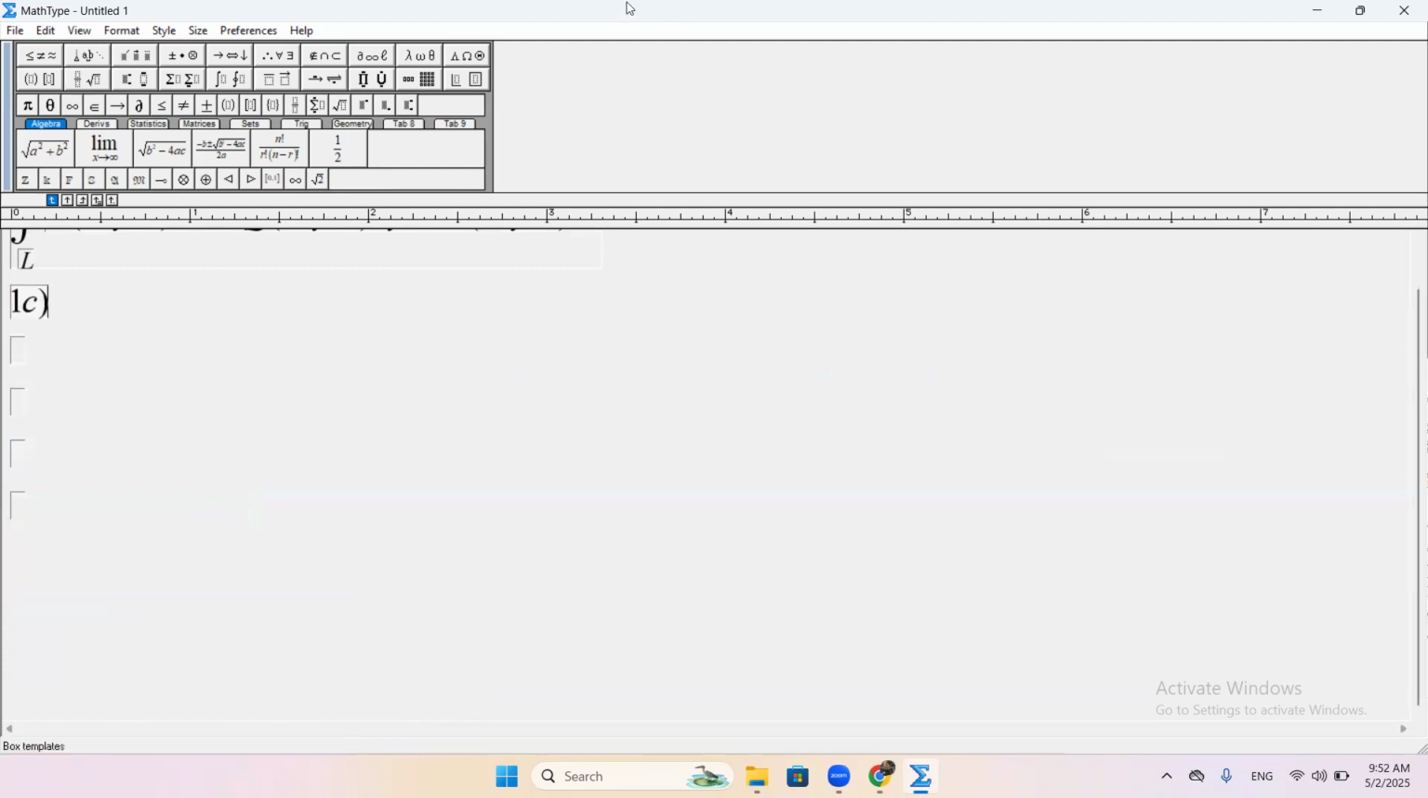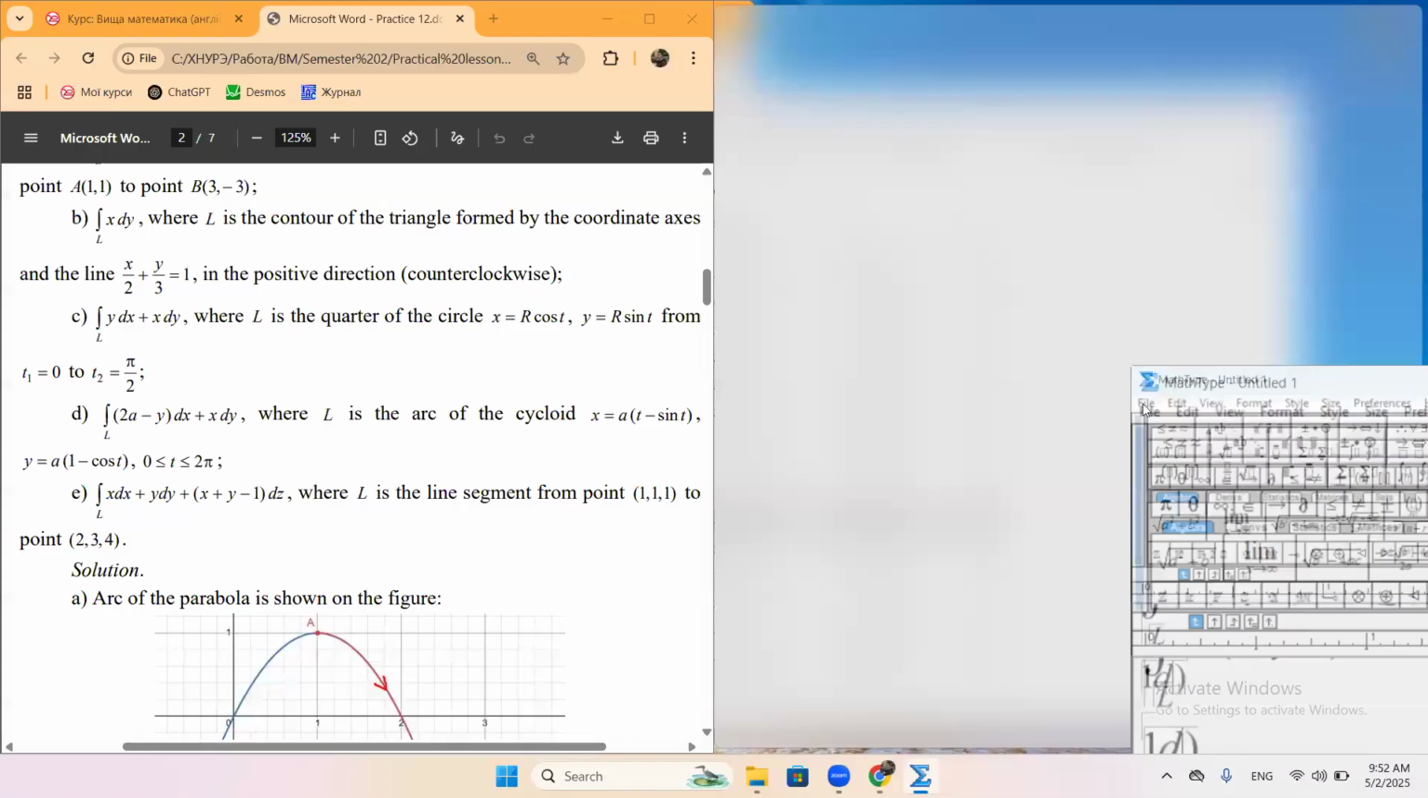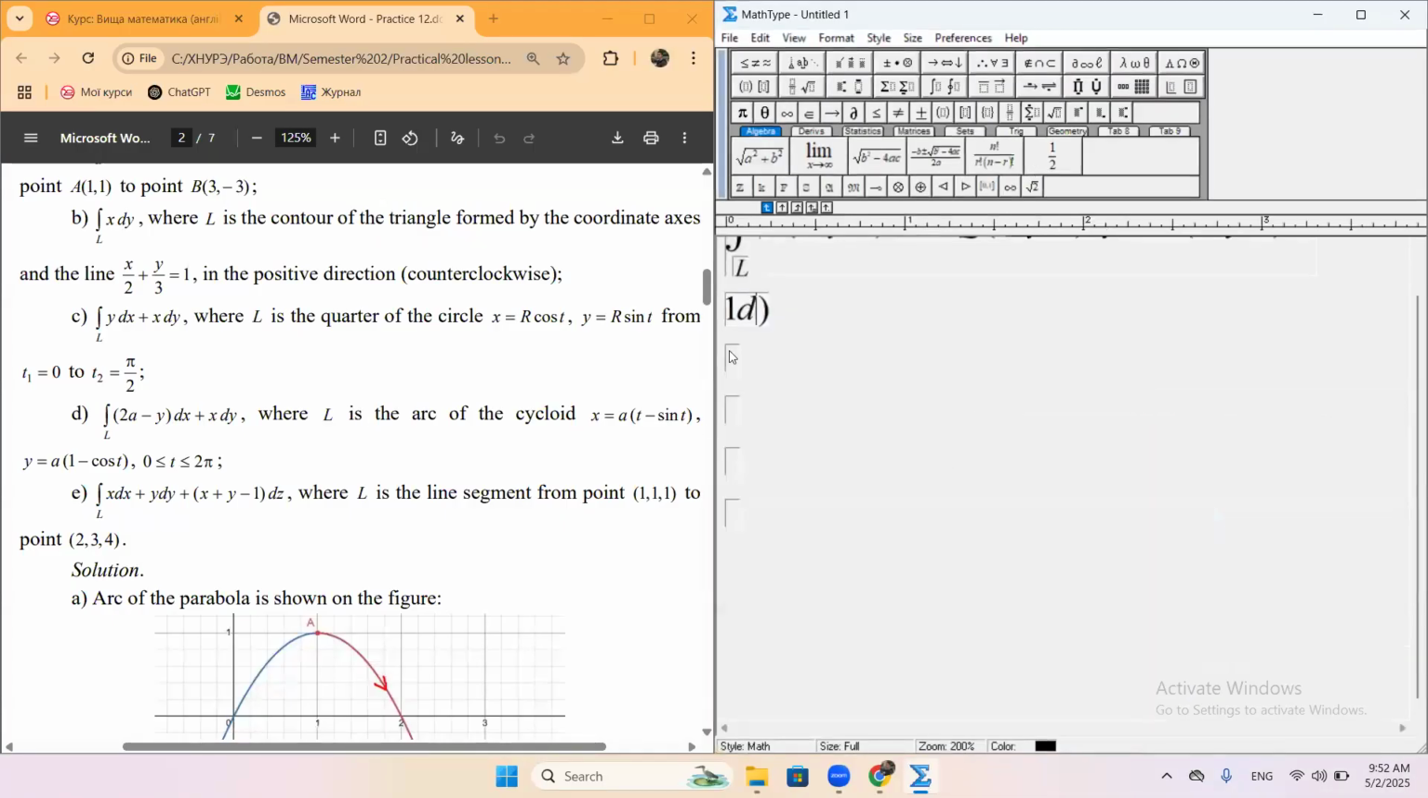Yeah, so usually with parametrically given curves, it is much easier. Okay, moving to 1D.